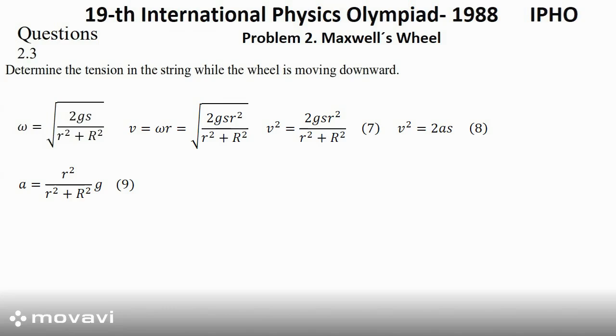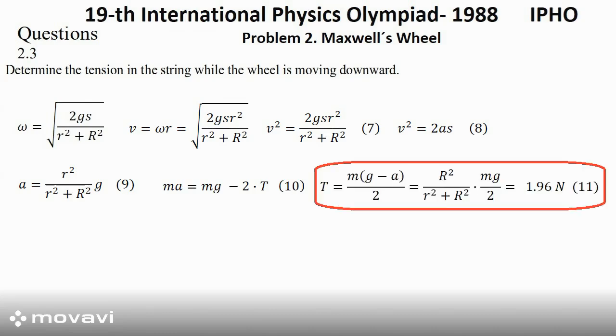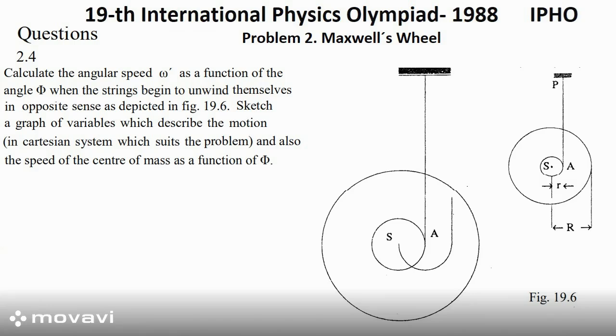This is Formula 9. Newton's second law through the formula 10, m a equals m g minus 2T, gives us the final answer for the tension of one of the two threads in expression 11. This will be 1.96 newtons. This was the solution to question 3.